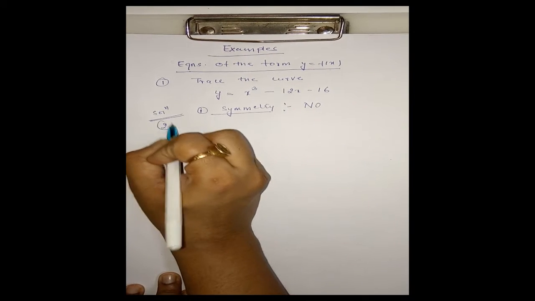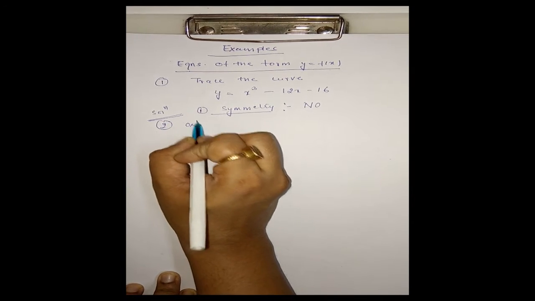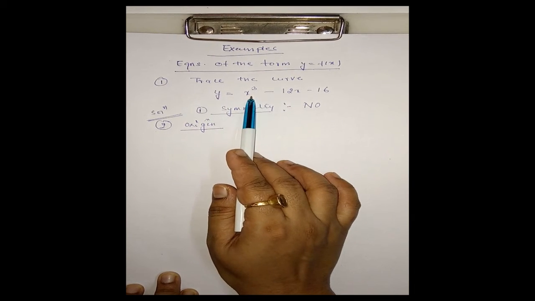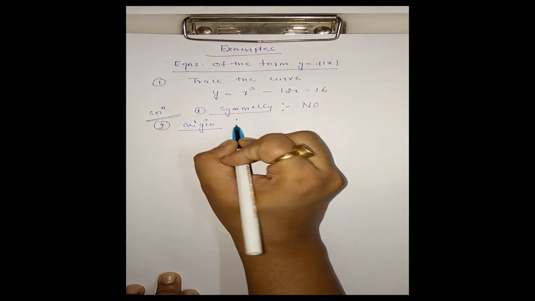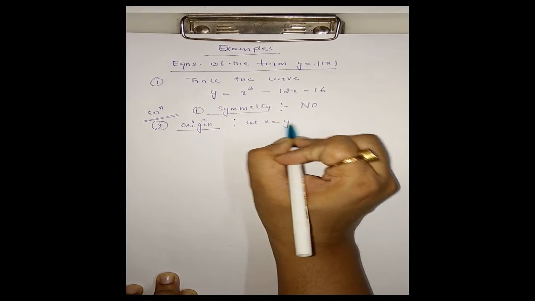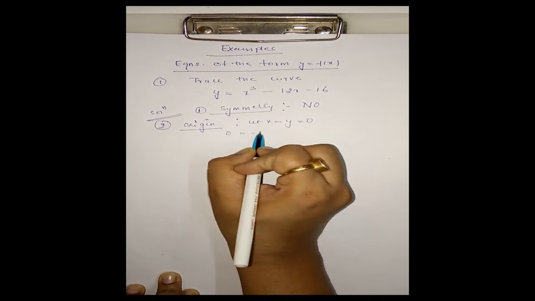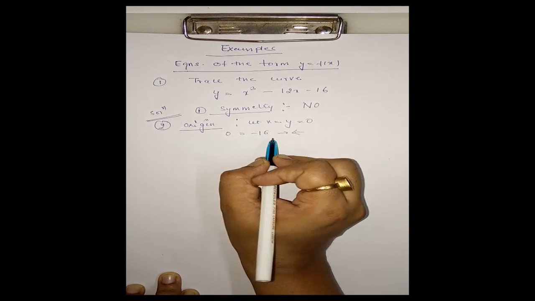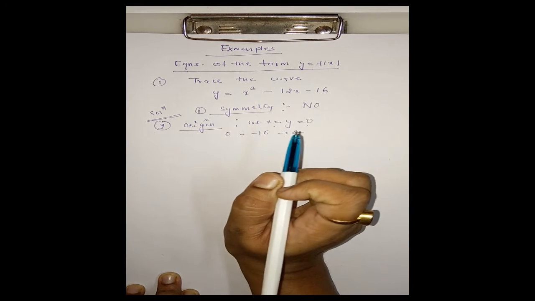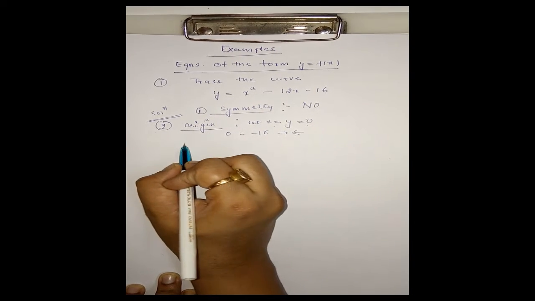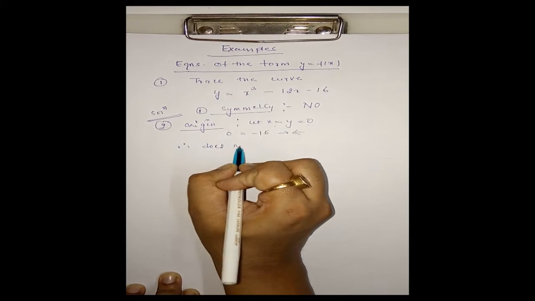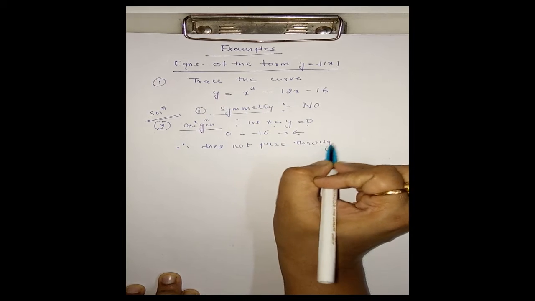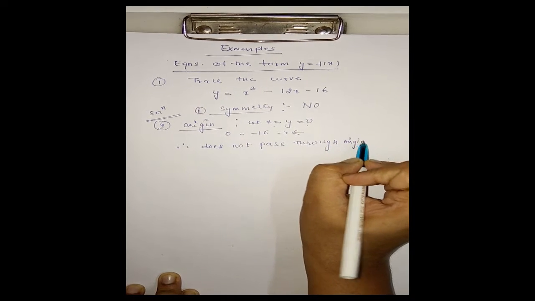Okay. Second step is origin. Now on taking x equal to 0 and y equal to 0, we are getting 0 is equal to minus 16. That means it does not satisfy. Therefore, the curve does not pass through the origin. This is our second step.